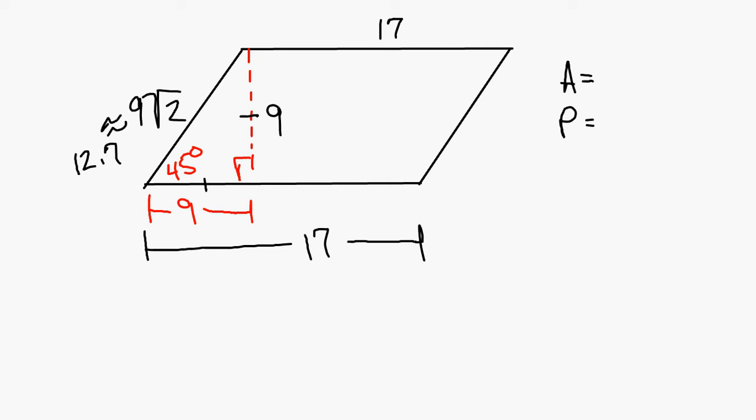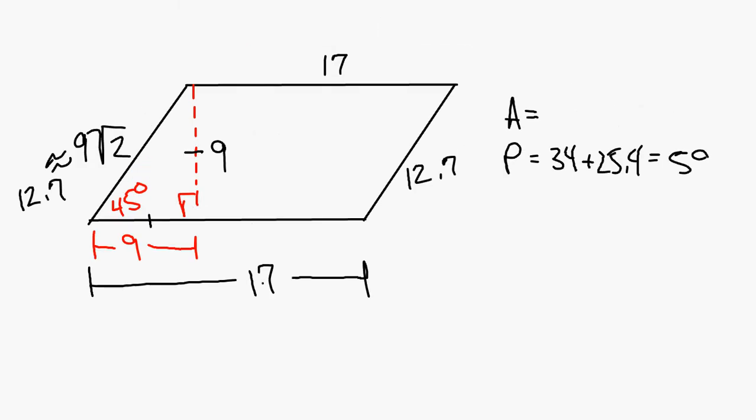Let's finish up with the perimeter. 17 and 17 is a 34. Plus a 12.7 and a 12.7, 25.4. And that plus 34 equals 59.4. So the area is going to be equal to the base, which is 17, times your height, which is 9. 153.